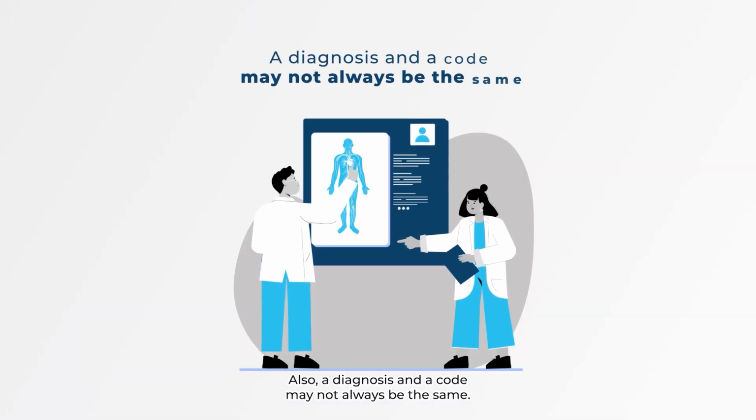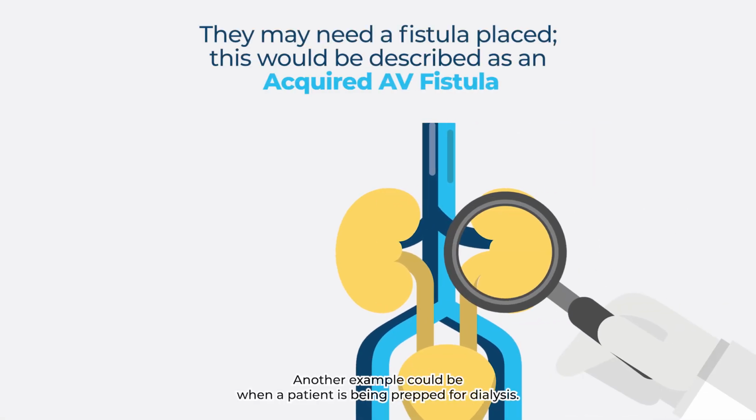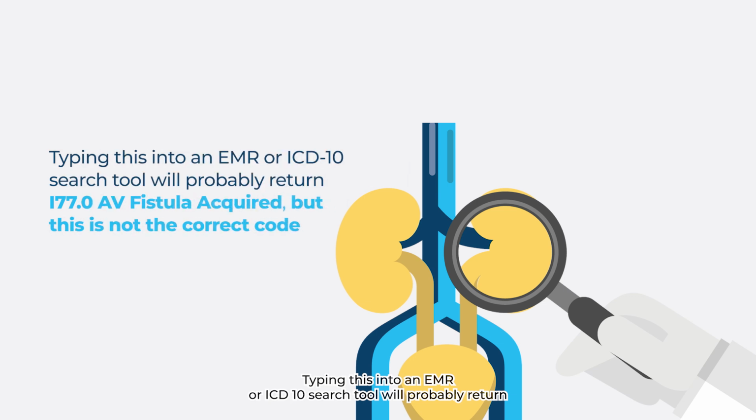Also, a diagnosis and a code may not always be the same. Another example could be when a patient is being prepped for dialysis. They may need a fistula placed. This would be described as an acquired AV fistula. Typing this into an EMR or ICD-10 search tool will probably return I77.0, AV fistula acquired, but this is not the correct code.